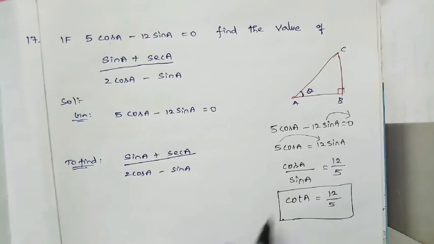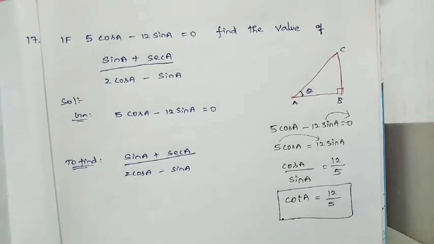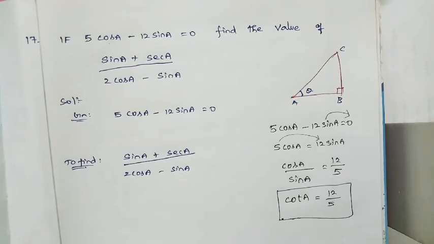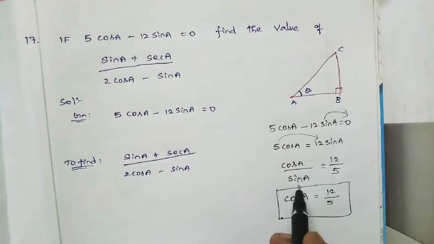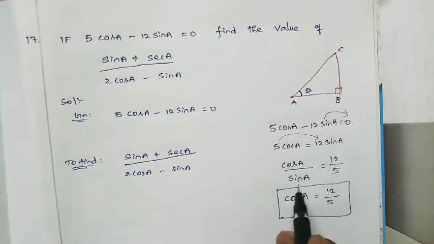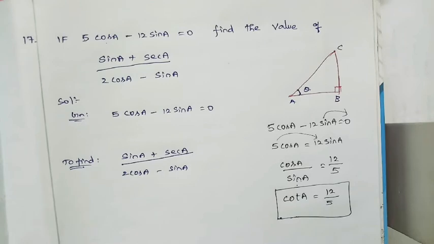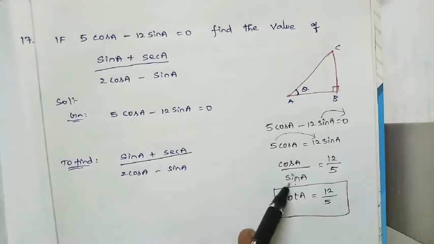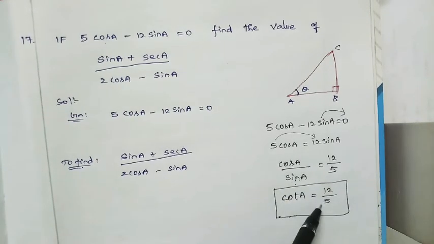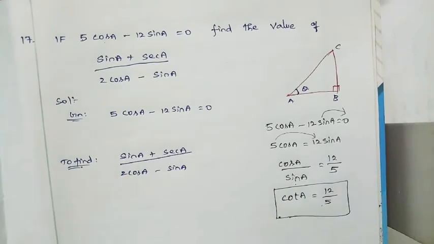So it is better to always keep it in terms of only one ratio: sin A, cos A, tan A, cot A, sec A, or cosec A. Don't keep it like cos A by sin A, with the value of cos A as 12 and the value of sin A as 5. It will always be wrong. We already know that cos A by sin A is nothing but cot A. Cot A equal to 12 by 5.